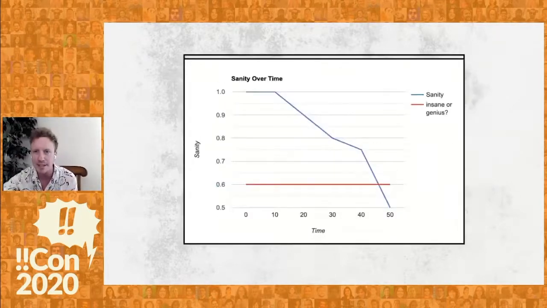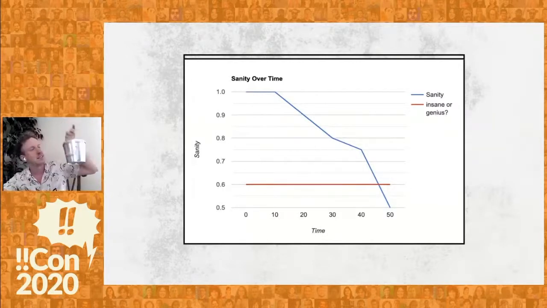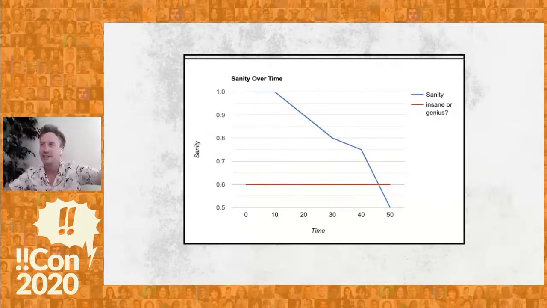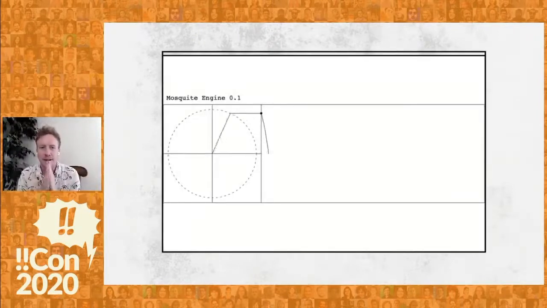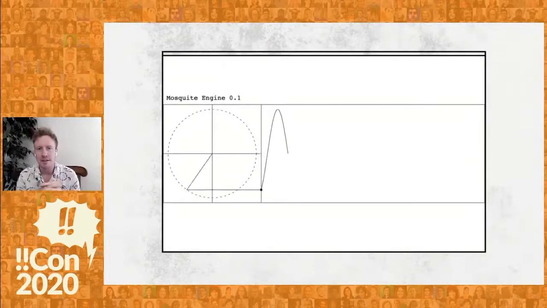Now, my sanity is low at this point. It's below the 0.6 line that I call the insane or genius line. You know, I've set up my citronella candles on, spraying everywhere. Oop, I'm in trouble for doing that. Okay. But I decided to build the Mosquito engine. And the Mosquito engine is what I was going to use to detune the mosquito.